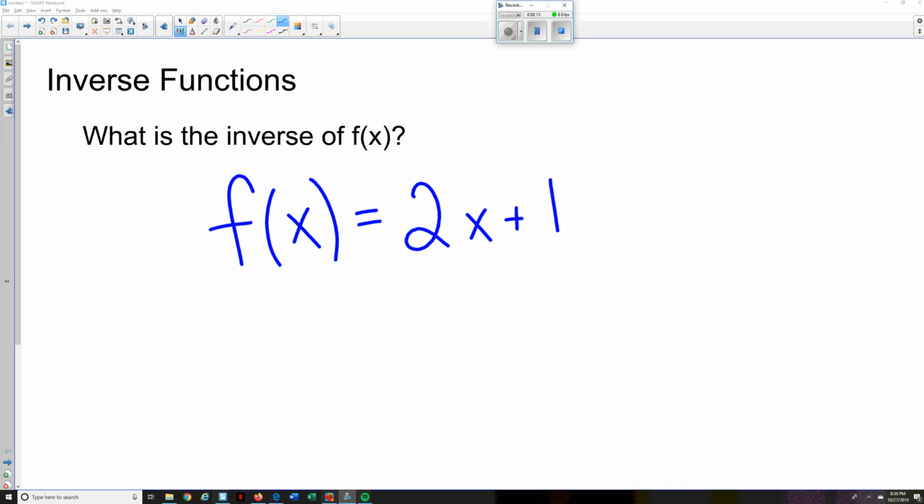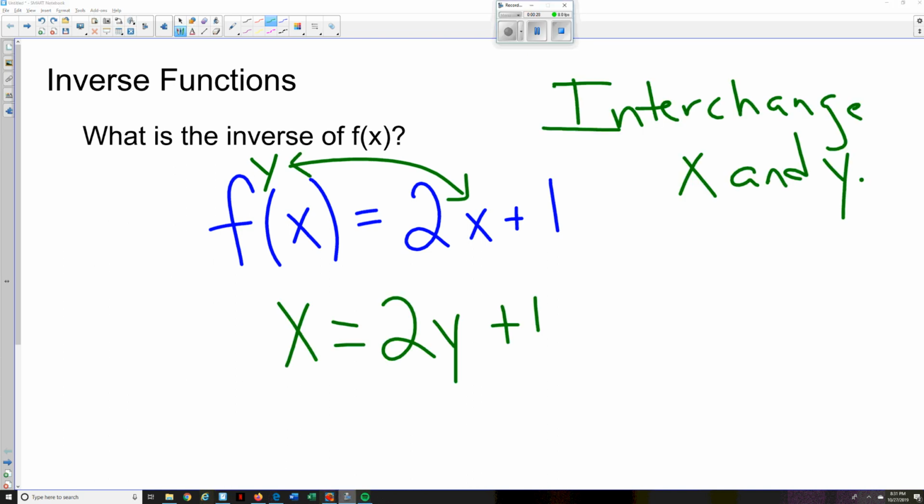So here we have a generic function, and if you remember, what we're going to do is switch the x's and the y's. Well, where's the y? Remember, y replaced f of x, and so we're going to interchange x's and y's, as we have shown here. All right, and then we're going to solve that for y.